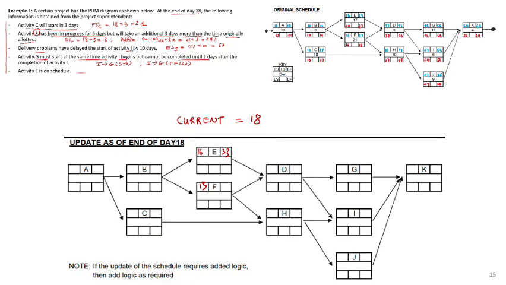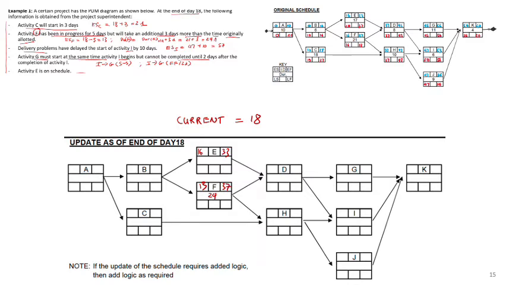And let's go back to the activity F. So F starts on 13, and the new duration is 24. So that means F will finish on day 37.